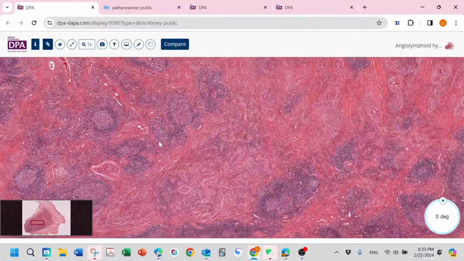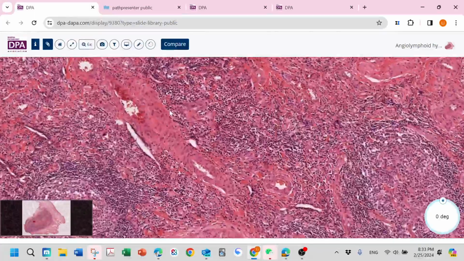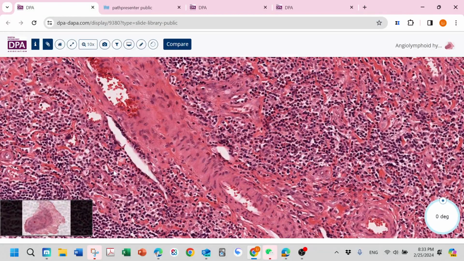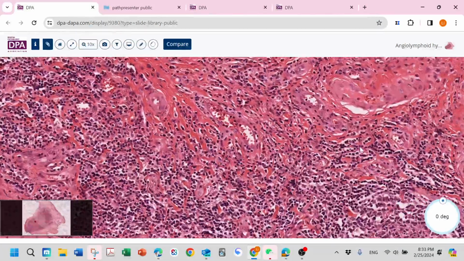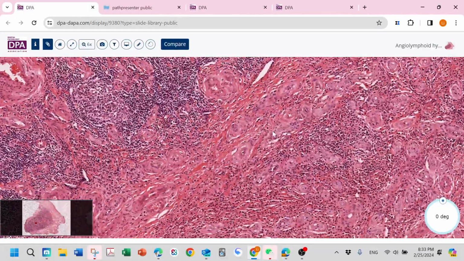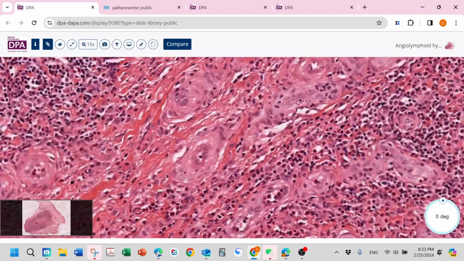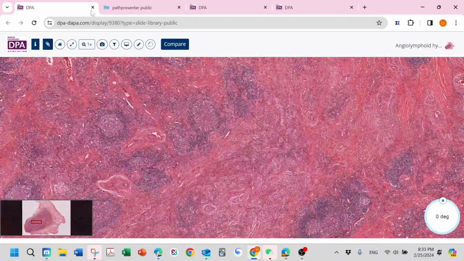And then kind of a big vessel. And then surrounding the big vessel, we have this plump endothelial cell proliferation everywhere. Endothelial cell proliferation and look plump. The cytology, ALHE.